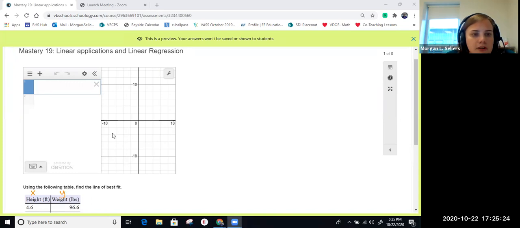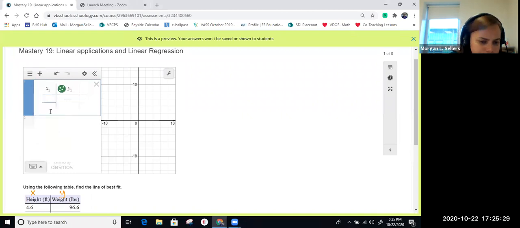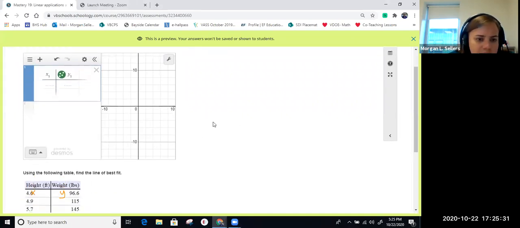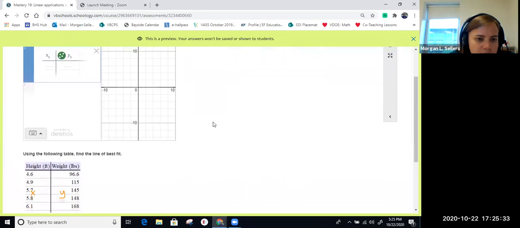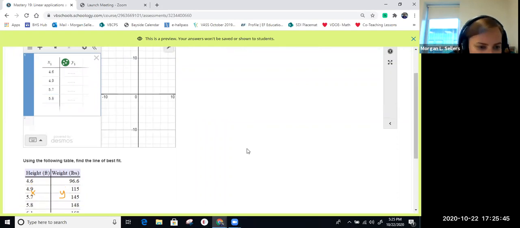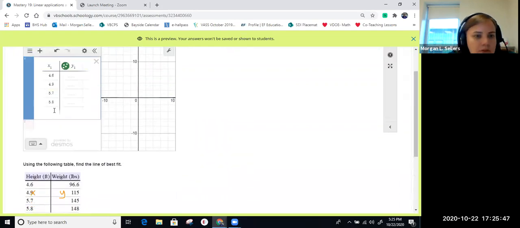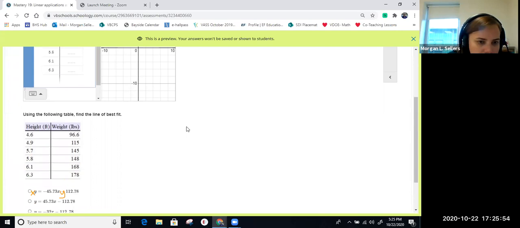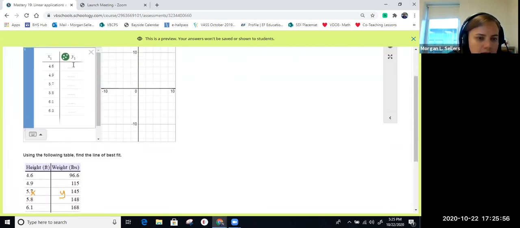So in our Desmos calculator, we're gonna hit the plus sign, table. And now I just type in my values. So it's gonna take me a second, 4.9, 5.7, 5.8, 6.1, 6.3. Okay, and then my Y, 96.6.